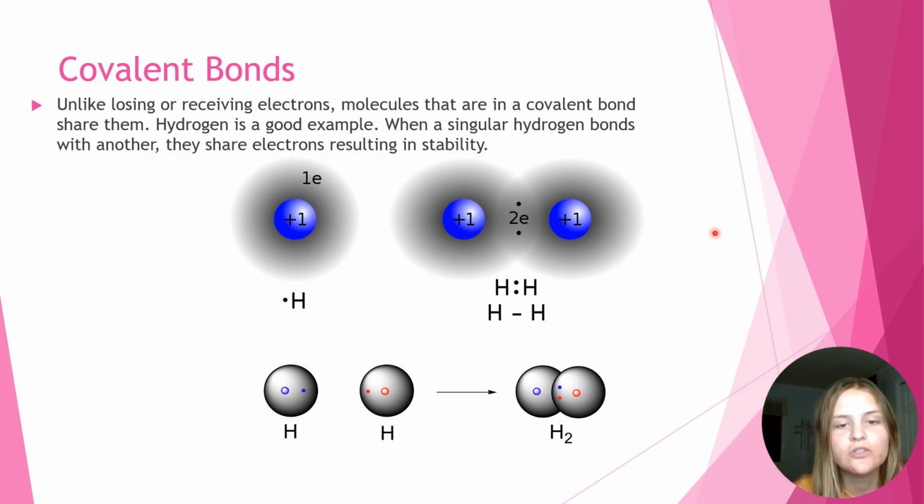So I added some pictures here to help you understand, but you have your single hydrogen atom, and if they bind together, as you can see, they are sharing them. So each one has 1 electron, and together they form 2. And here's another example, and that is pretty cool.